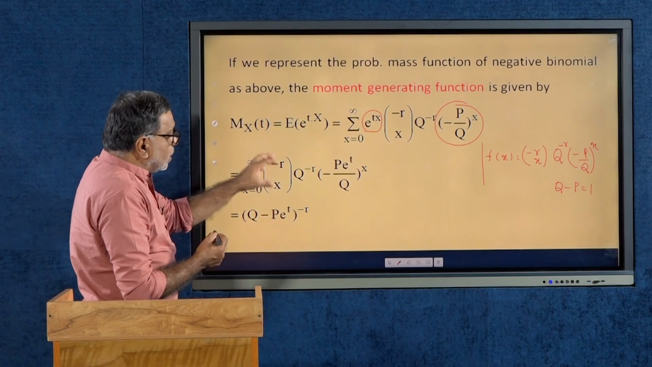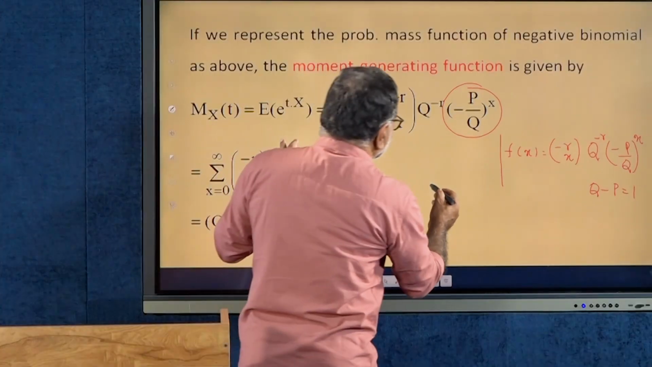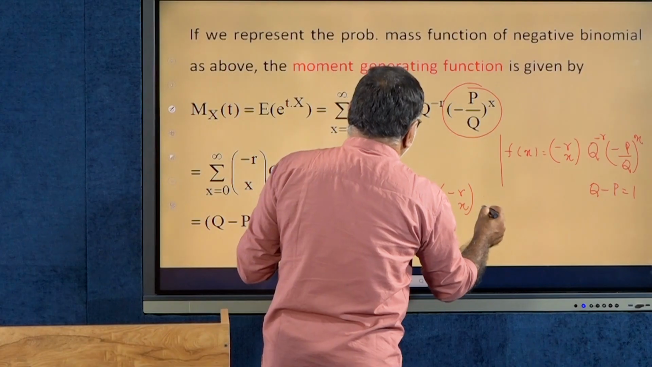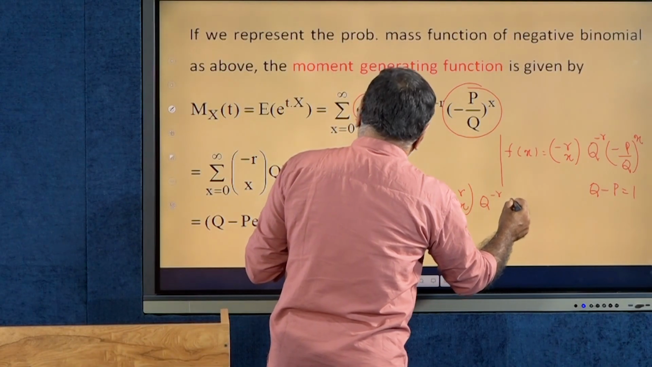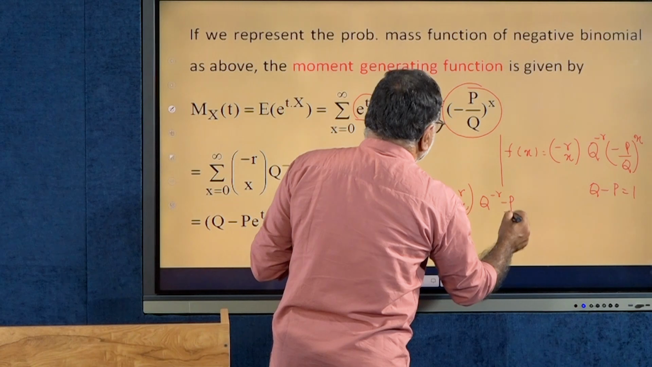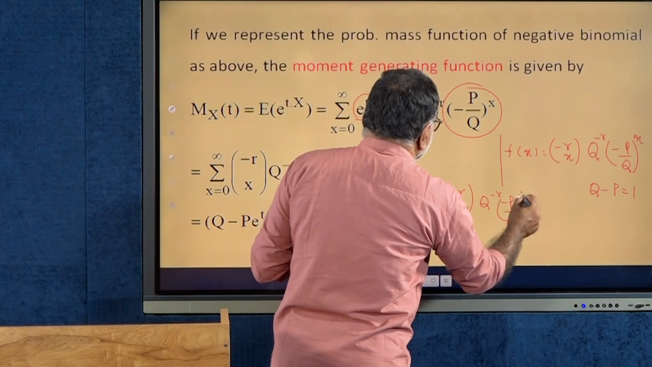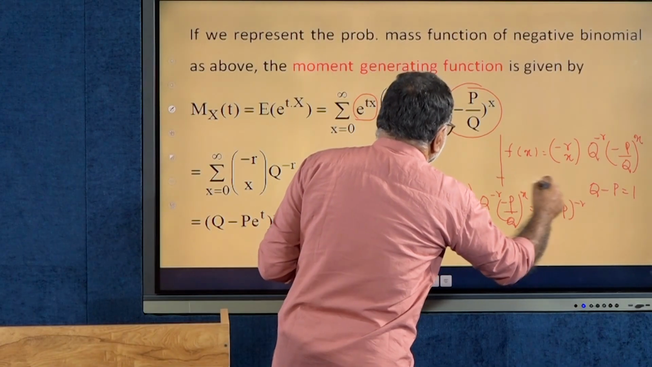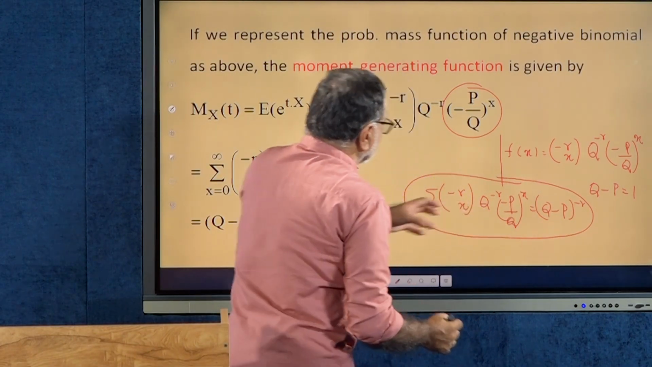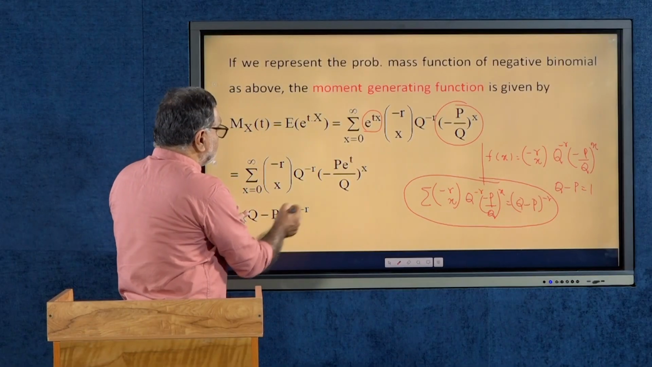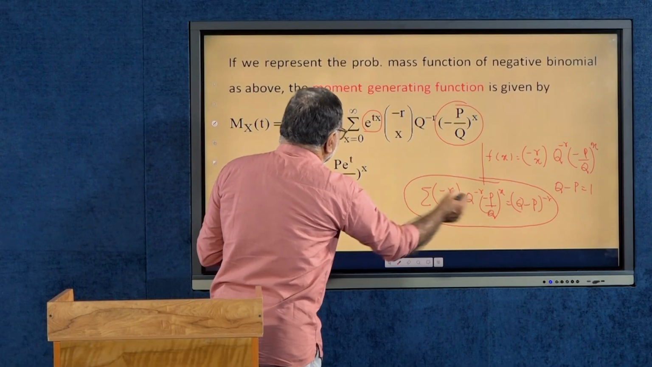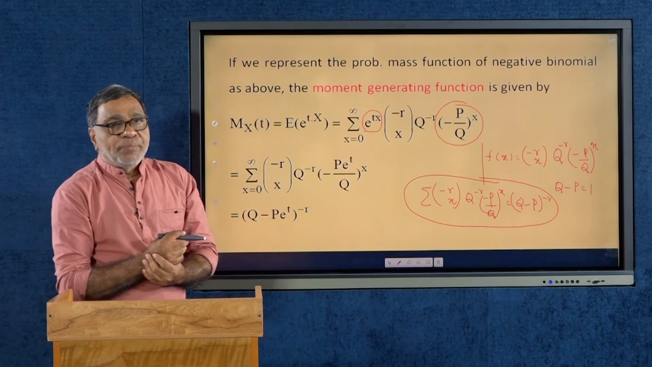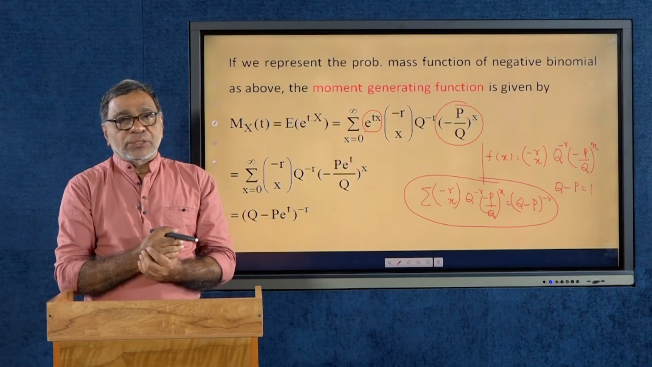What is the advantage of writing like this? This we know: -rCx q^(-r) (-p/q)^x summed is nothing but (q - p)^(-r). Based on this, instead of -p/q, we have -p e^t / q. So we get (q - p e^t)^(-r).